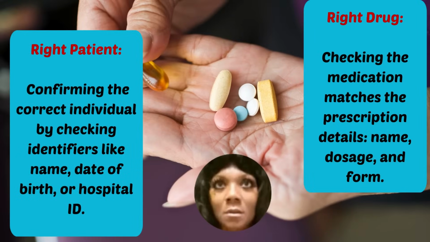Okay, guys. Well, you should know the first five rights because this is where it all started. So let's quickly review that before we go into the 10 rights. The first right, the right patient, confirming that you have the correct individual by checking identifiers like their full name, their date of birth, or their hospital ID. And I say or, but most facilities will have you check with two identifiers. So it should always be their name, obviously, but it's usually their name and date of birth, or name and hospital ID.